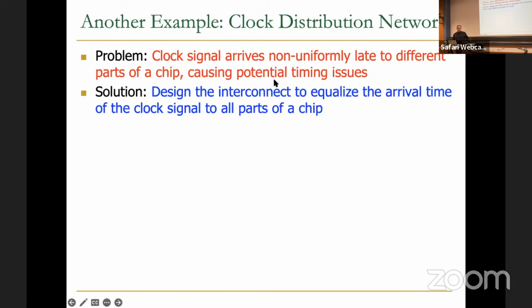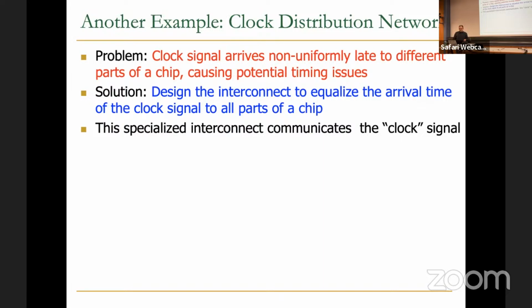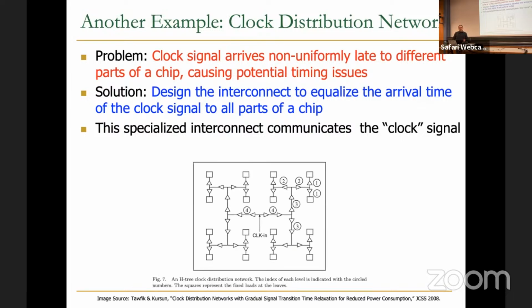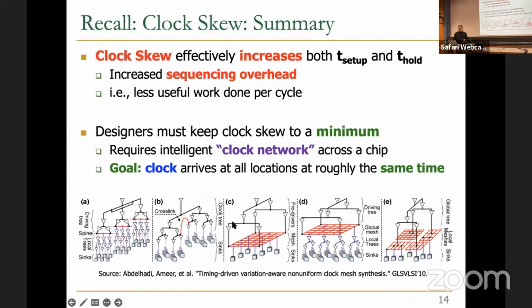We call it clock skew in digital design and computer architecture. You may know it from those courses. So the solution is that we'd like to design the interconnect to equalize the arrival time of the clock signals to all parts of a chip. People have developed different clock networks. This is one of the famous clock networks, which we call H-tree. The goal for the H-tree was to make sure that the clock arrives at all locations at roughly the same time.